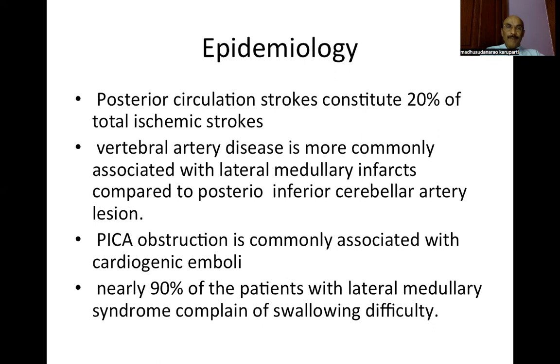Coming to the epidemiology. Posterior circulation stroke constitutes 20% of the total ischemic strokes, which I told you earlier. Vertebral artery disease is more commonly associated with lateral medullary infarcts compared to posterior inferior cerebellar artery lesions. But one specific cause of posterior inferior cerebellar artery obstruction is commonly associated with cardiogenic emboli. As I told you earlier, cardiogenic emboli are the common cause of obstruction in the posterior inferior cerebellar artery.